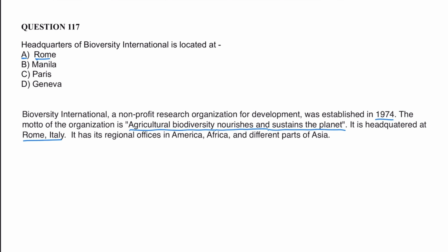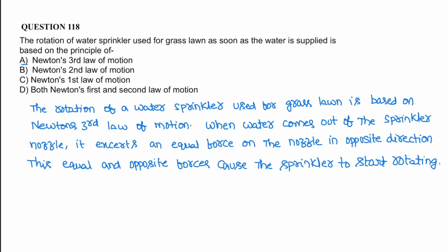Next, the rotation of a water sprinkler used for grassland as soon as water is supplied is based on the principle of Newton's third law of motion. Newton's third law states that for every action there is an equal and opposite reaction. When water comes out of the sprinkler nozzle, it exerts an equal force on the nozzle in the opposite direction. These equal and opposite forces cause the sprinkler to start rotating.